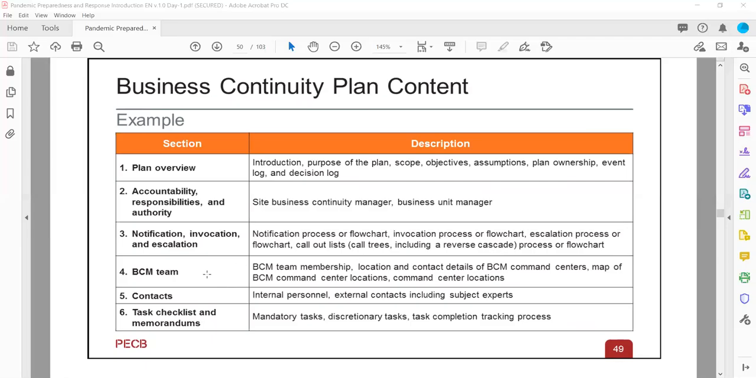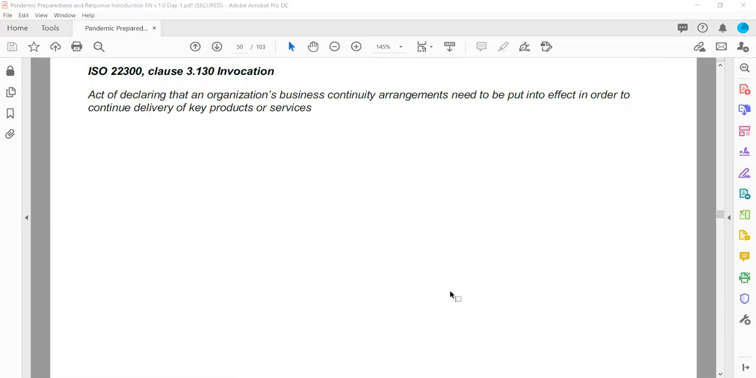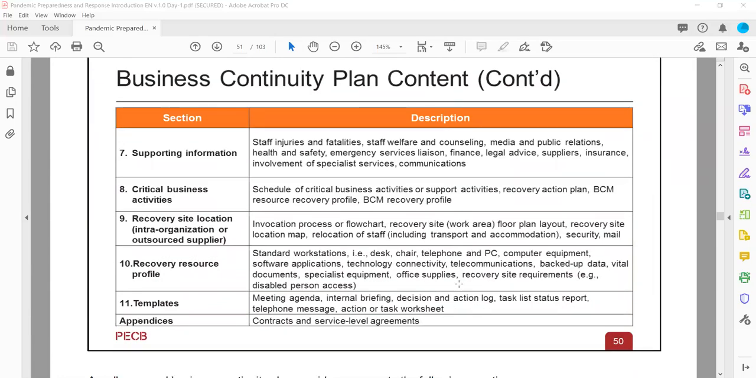What is your BCM team, number 4? So it's your team membership, contact details, your BCM command centers, a map of your BCM command center locations, then your contacts, internal personnel, external contacts, including subject experts. And then we are speaking here about task checklists and memorandums, where you've got mandatory tasks, discretionary tasks, and task completion tracking processes. And we are continuing on point number 7: staff injuries and fatalities, your supporting information, staff welfare and counseling, media and public relations, health and safety, emergency services liaison, finance, legal advice, suppliers, insurance, etc.